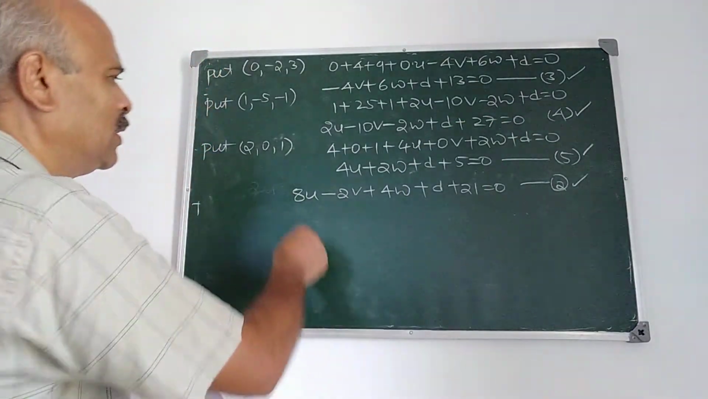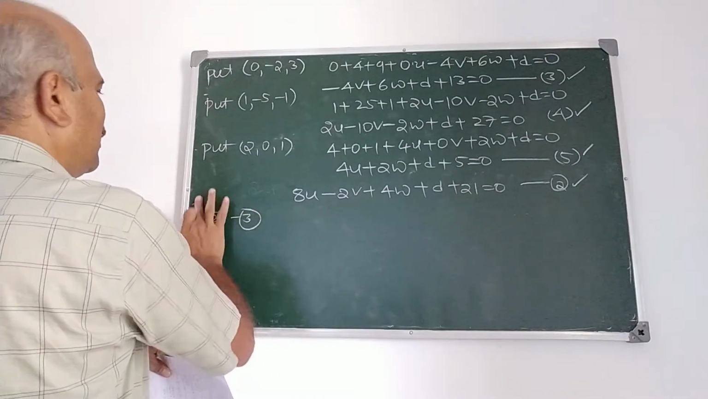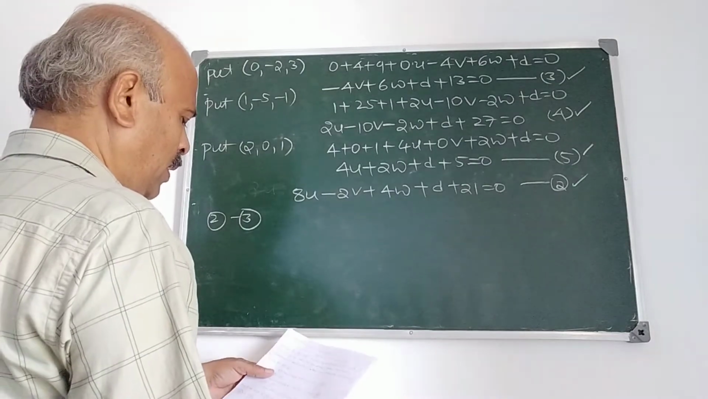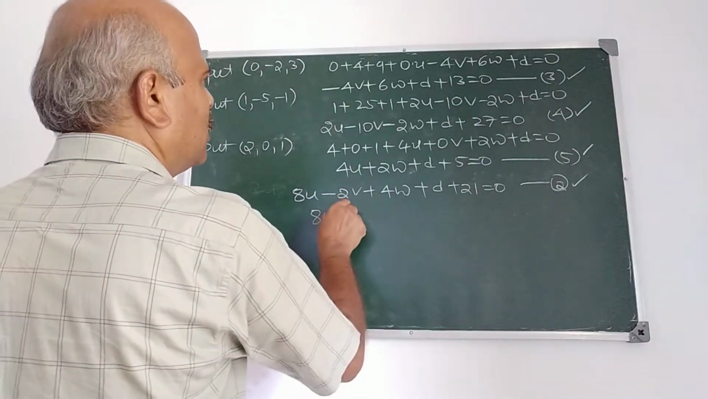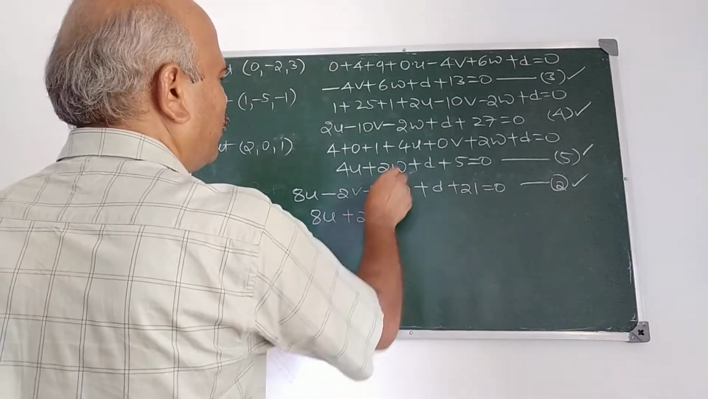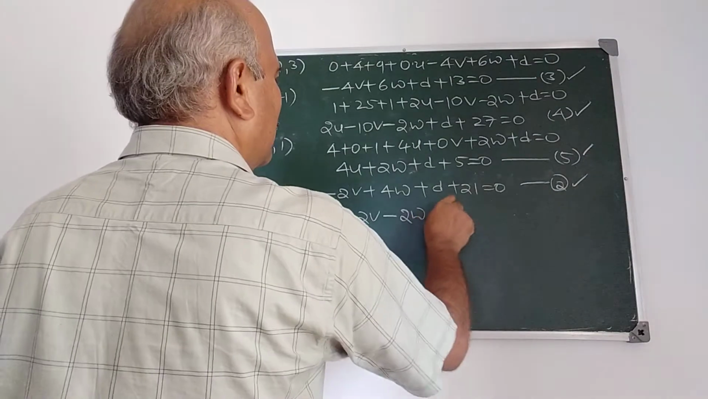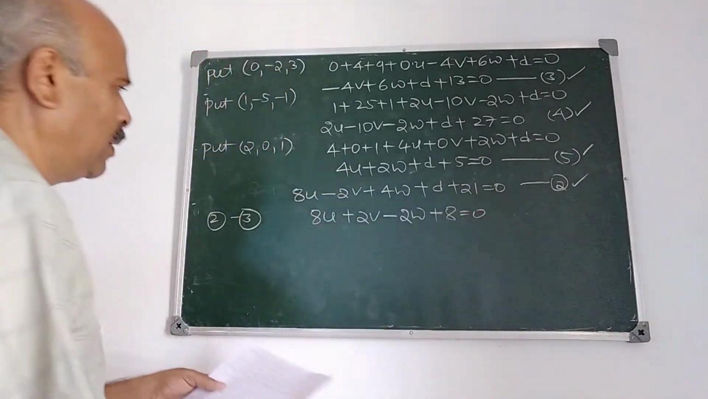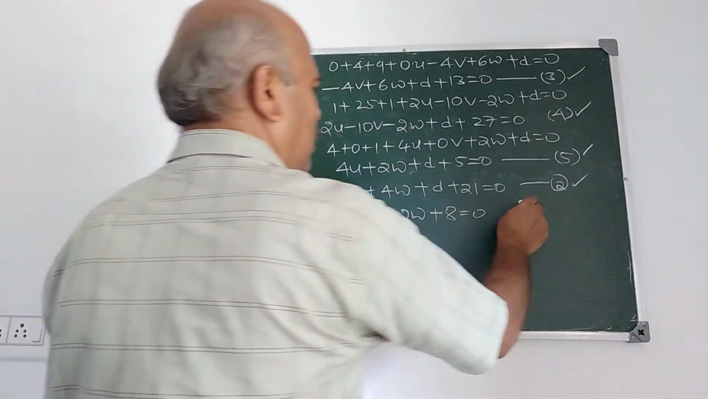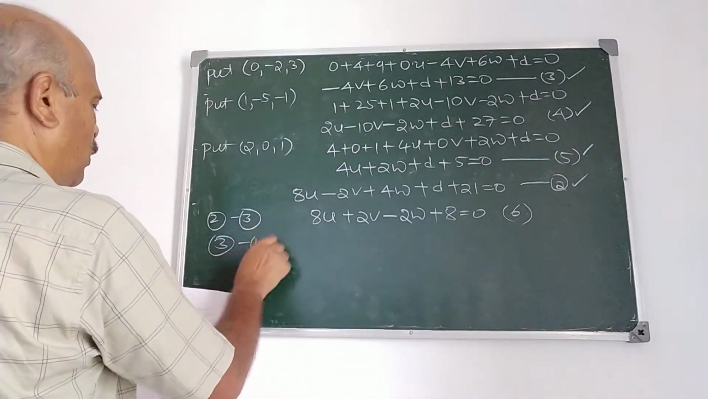So what I do is I eliminate d. For that take 2 minus 3 first. What does 2 minus 3 give? Equation 2 minus 3 gives 8u plus 2v minus 2w plus 8 is equal to 0. Correct? 8u plus 2v minus 2w plus 8 is 0. Take this as 6.